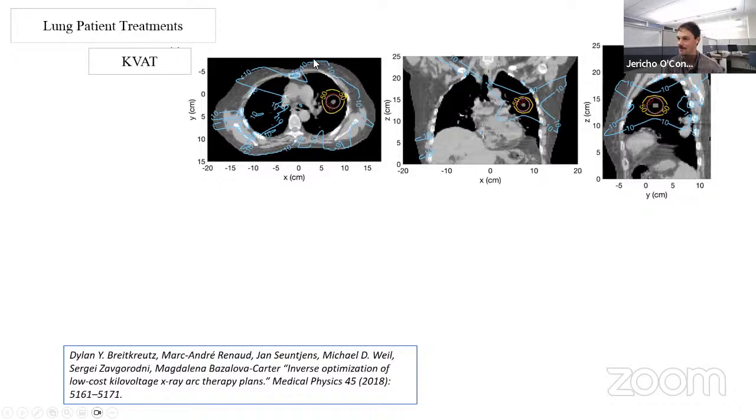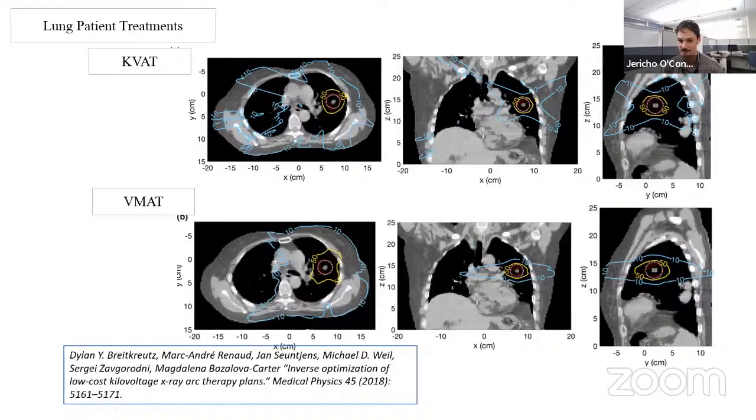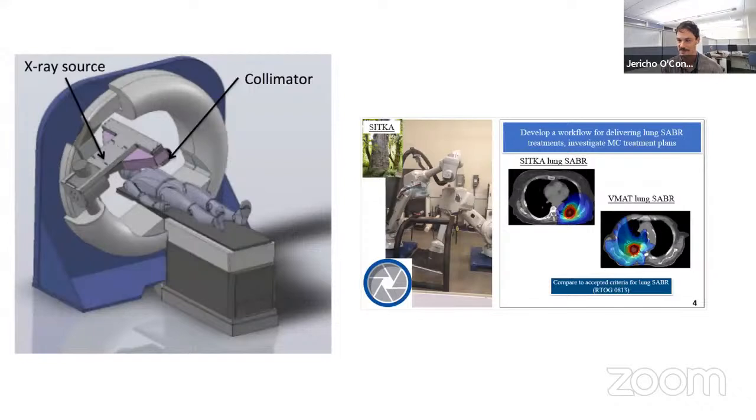And all that while you're minimizing skin dose as well, which is a very big problem in kilovoltage treatments. And this is compared to VMAT, and you can see it compares quite favorably. So this had all been done previous to my time at UVic, but it turned out that this design wasn't quite as low cost as anticipated, and additionally, it's hard to manufacture the head as it was envisioned.